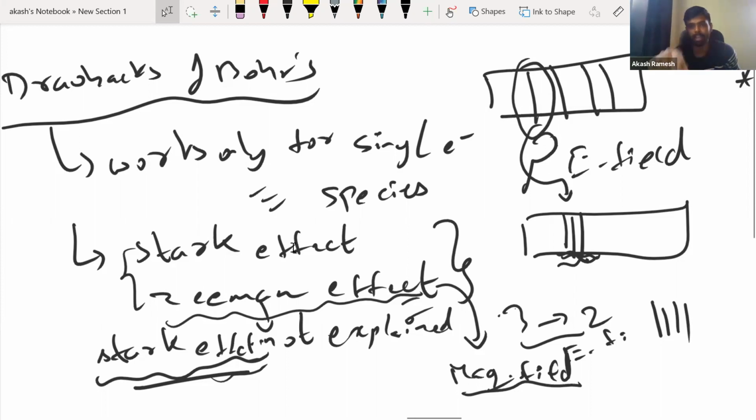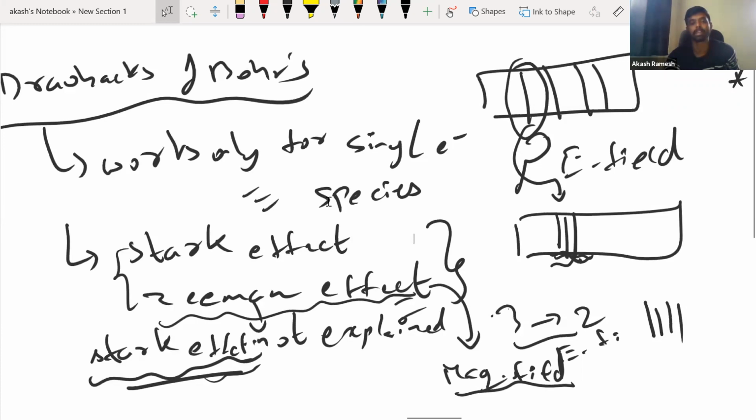Stark effect is this: if I take one particular spectral line, and apply an electric field, this line will split into a number of lines. This splitting of spectral lines in the presence of an electric field is called the Stark effect. And if the same thing happens in the presence of a magnetic field, it is called the Zeeman effect. Bohr was not able to explain this property.